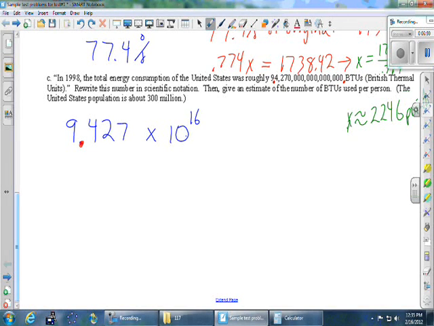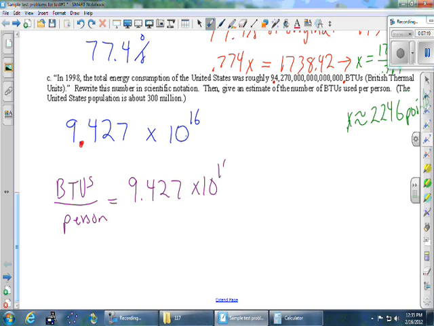And then we want an estimate of the number of BTUs used per person. So if we know the total number of BTUs used by everybody, and there are 300 million people, then I think the right thing to do here is divide. So we'll say BTUs per person is equal to this 9.427 times 10 to the 16, divided by the number of people, 300 million.